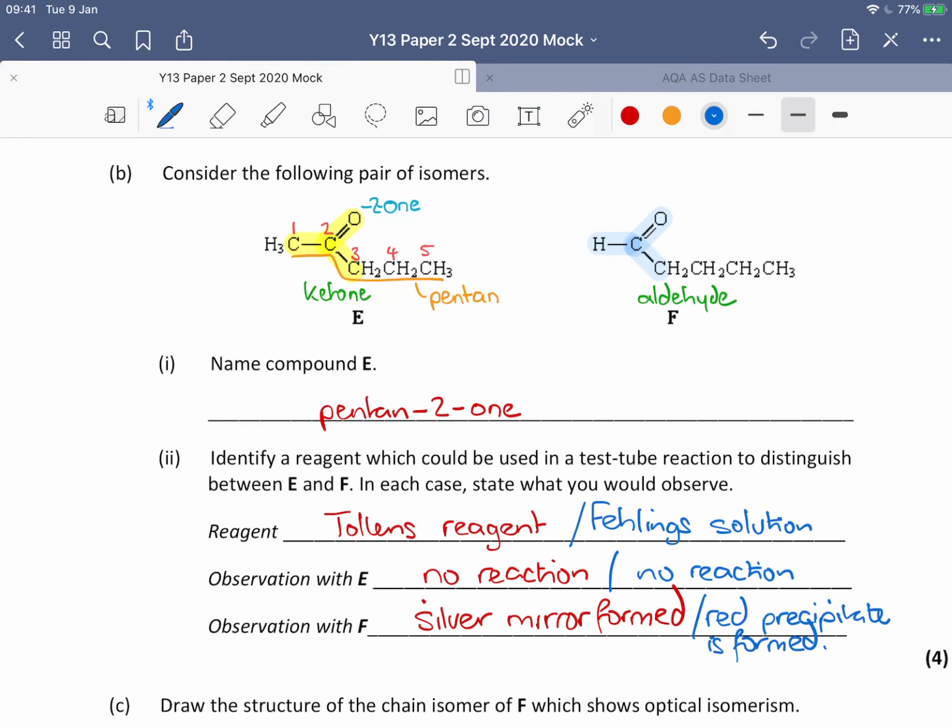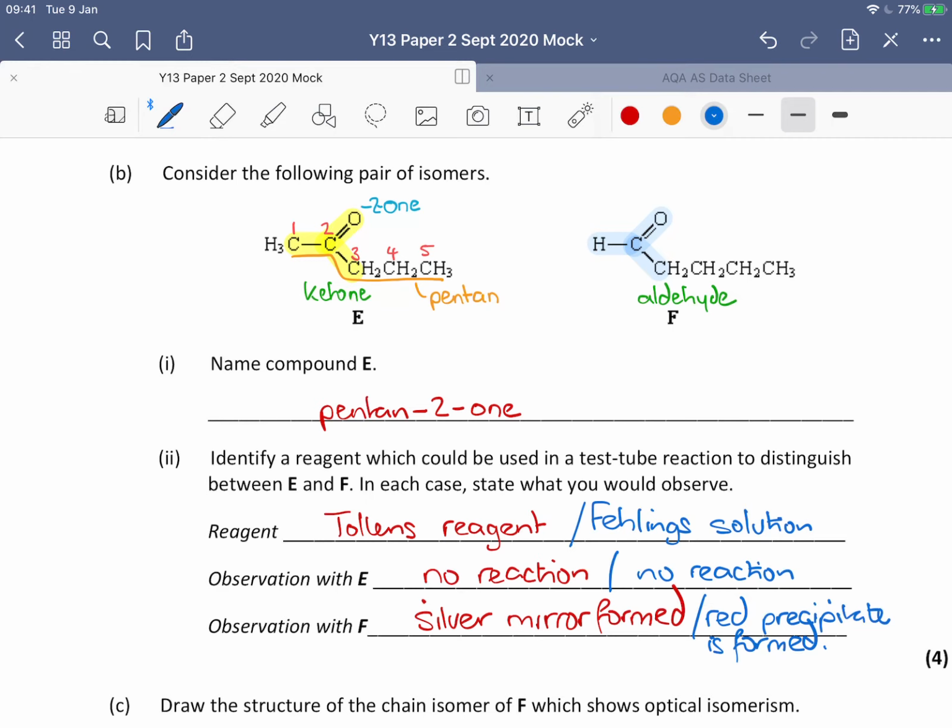So essentially the reason why we're getting a positive test with an aldehyde and a negative test with ketones, for both Tollens and Fehling's, is that a ketone can't be oxidized any further. So it can't be oxidized to a carboxylic acid, and therefore a redox reaction can't take place, which means we can't reduce whatever the other species is. Whereas with the aldehyde, it can be oxidized to a carboxylic acid, which means in the case of Tollens reagent, the silver ions in the solution can be reduced to silver metal. So that's why we get the coating, that's why we get the silver mirror.